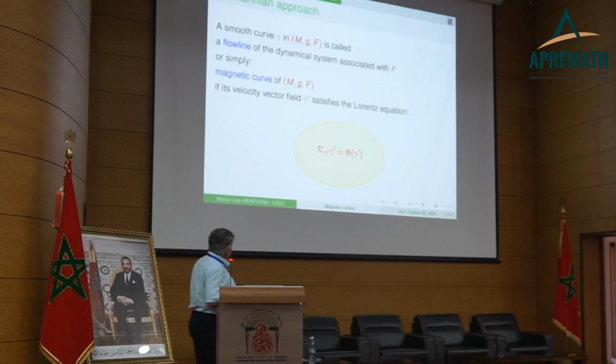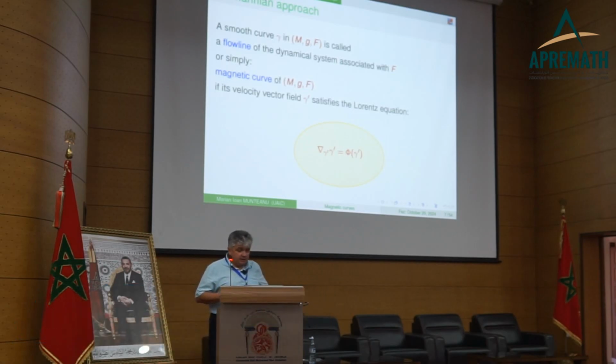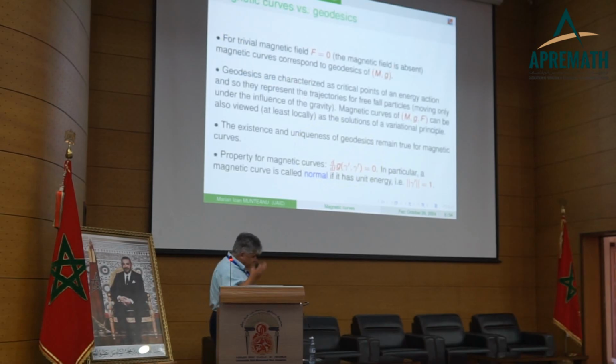Now we also have the Lorentz force, and we are able to write the Lorentz equation in an arbitrary Riemannian manifold. So we have this background, the Riemannian manifold, and the closed form defines a magnetic field, and we say that gamma is a magnetic curve of this background, this dynamical system associated with F, if it satisfies this equation. We see the analogy with geodesics: in the absence of a magnetic field, when F is 0, the previous equation is nothing but the equation of geodesics.